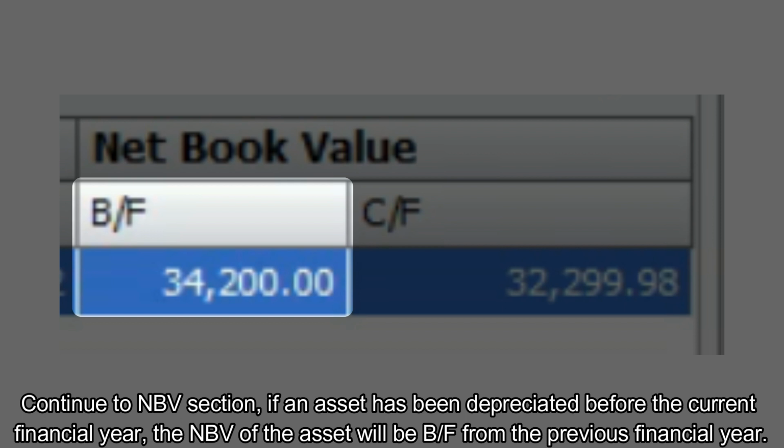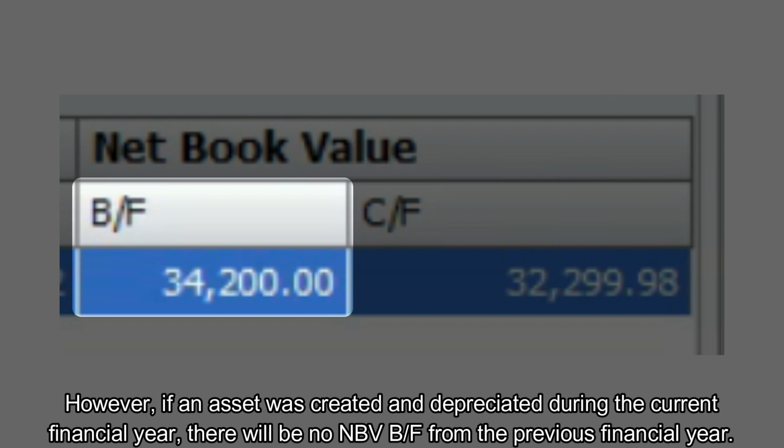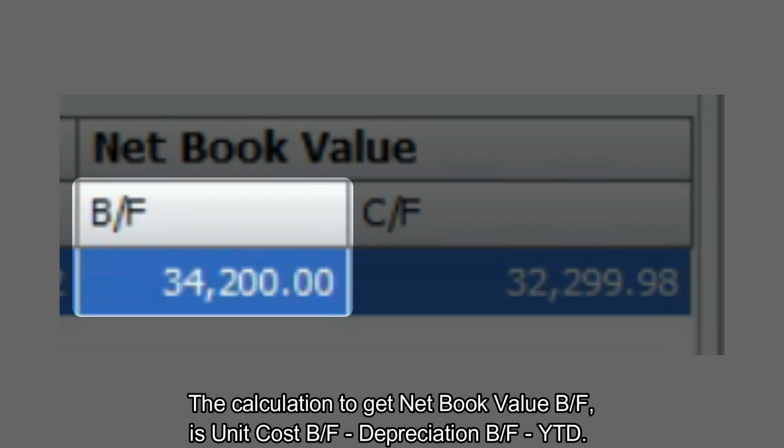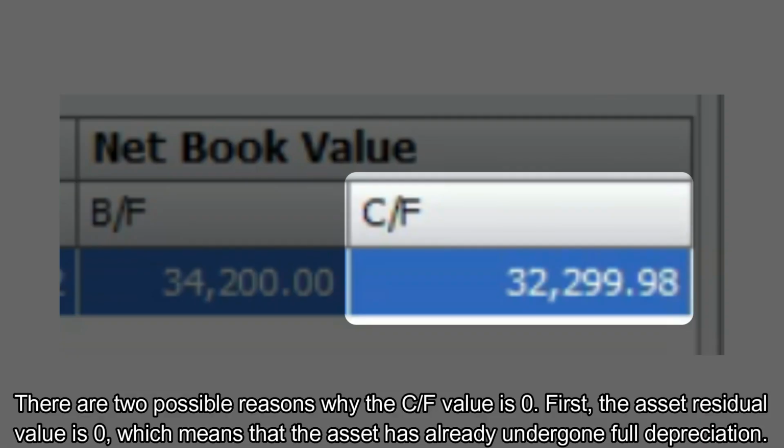If an asset has been depreciated before the current financial year, the net book value of the asset will be brought forward from the previous financial year. However, if an asset was created and depreciated during the current financial year, there will be no net book value brought forward from the previous financial year. The calculation to get net book value brought forward is unit cost brought forward minus depreciation brought forward minus year to date.